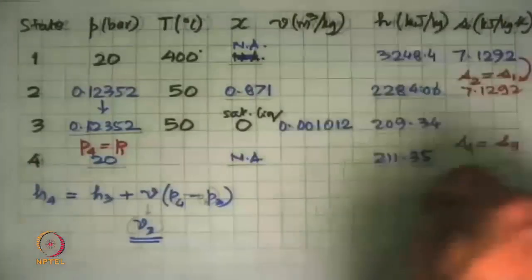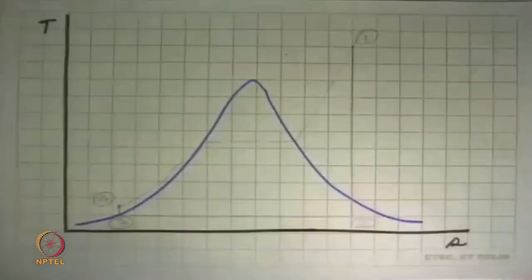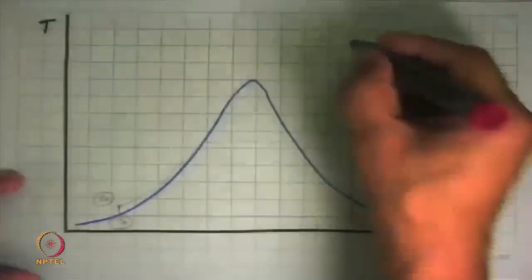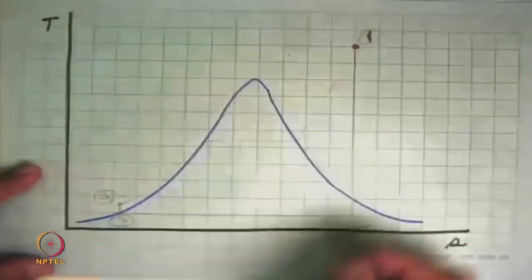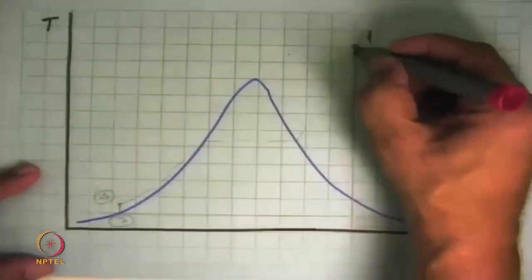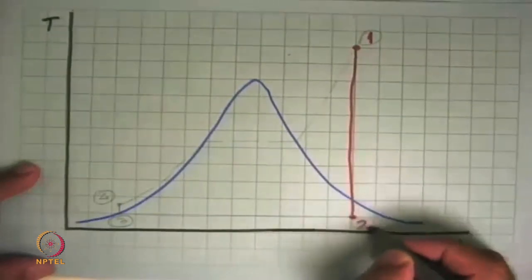So now all the specific enthalpies are known to us, all the states are known, and we can visualize this cycle on the TS diagram. So this is state 1, which is superheated above the critical point, 400 degrees Celsius. This is state 1. The turbine process is isentropic. We have assumed that it comes down here to state 2.